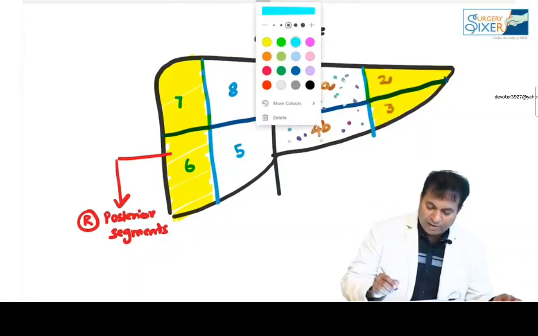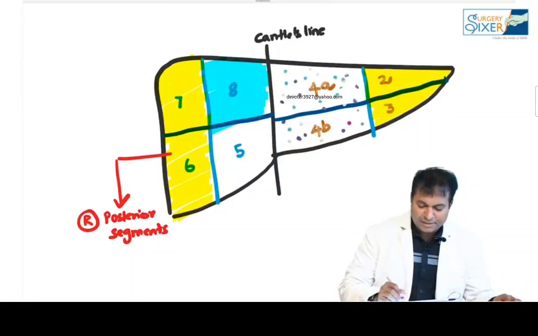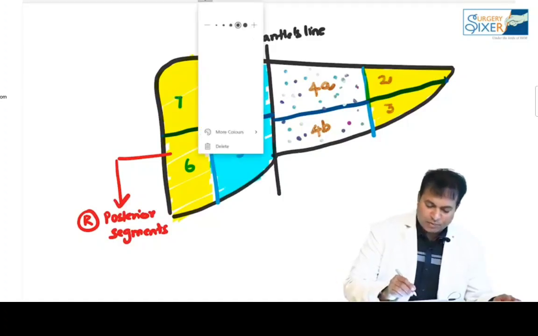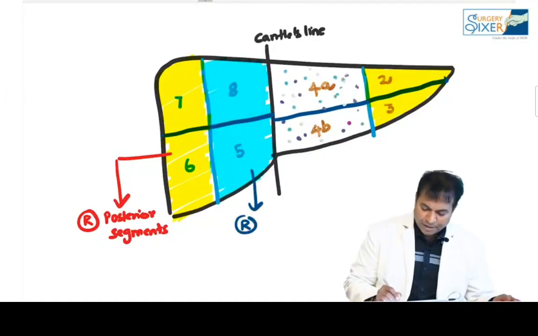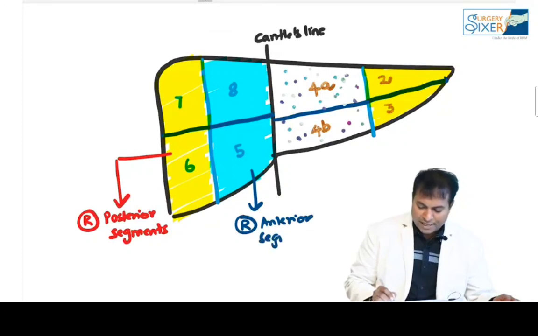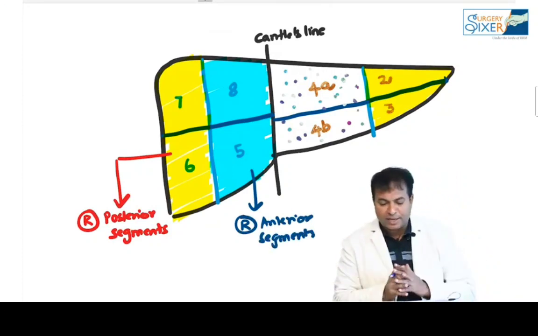5 and 8 are known as right side anterior segments. So just follow what I am writing and remember this for your exam. 5 and 8 are known as right anterior segments. If you understand this very clearly, you will not get confused in your exams. Please remember, if you understand this very clearly, you will never have any confusion.